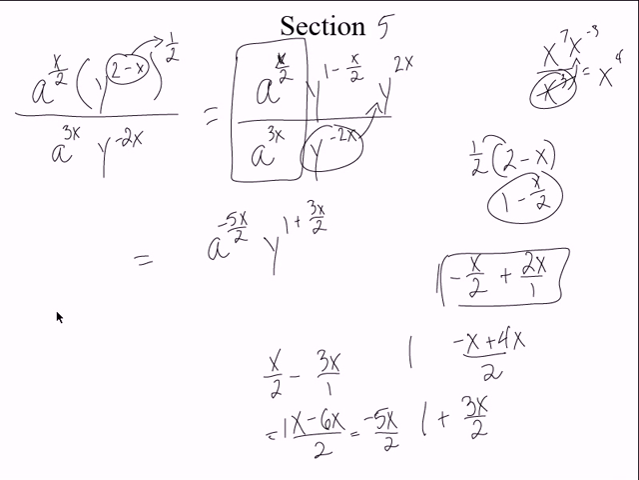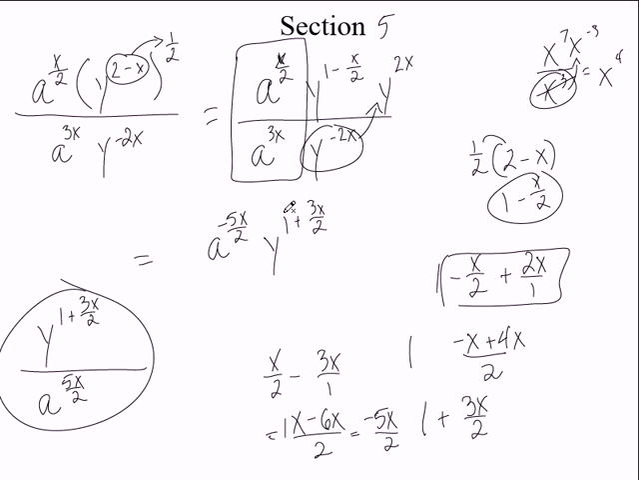Now you could, if you wanted to, and it wouldn't be wrong, if you wanted to keep the a on the top, you could put that a on the bottom, but what would you make that exponent? You make it positive 5x over 2. That answer and this answer are exactly the same thing. Okay? I'm fine either way you write it. If it just says simplify and nothing else, then I'm fine with that right there.